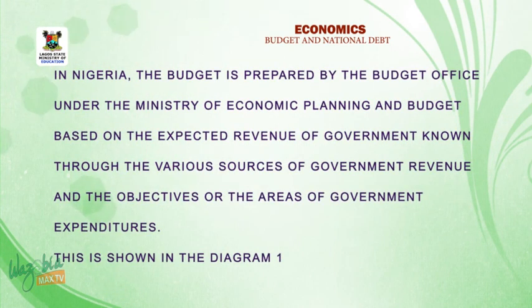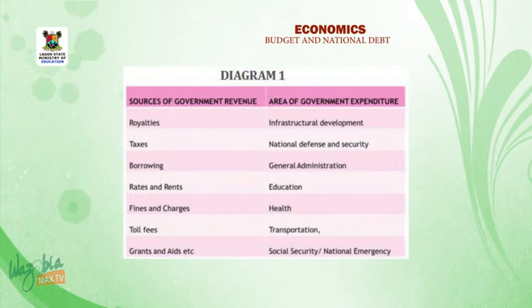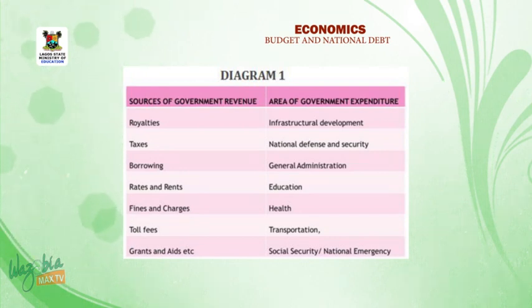In Nigeria, the budget is prepared by the Budget Office under the Ministry of Economic Planning and Budget, based on the expected revenue of government, known through the various sources of government revenue, and the objectives or the areas of government expenditure. This is shown in diagram 1. In diagram 1, we have sources of government revenue: royalties, borrowing, taxes, rate and rent, fines and charges, toll fees, grants and aid, etc.